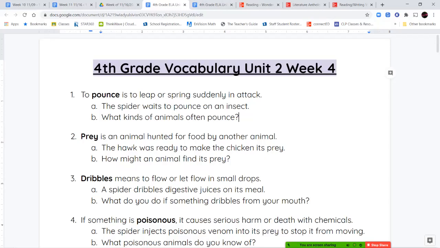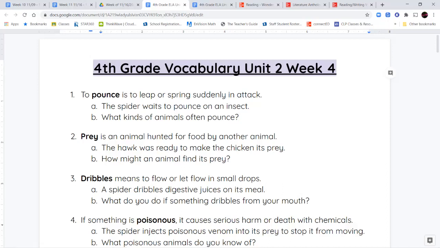So your first word is the word pounce. When an animal pounces on something, or a person pounces on something, they're jumping or springing up very suddenly to attack whatever it is. So we can say the spider waits to pounce on an insect, or the cheetah waited quietly in the bushes so that it could pounce on the deer. So pounce means to jump really suddenly when you're trying to attack something or catch something.